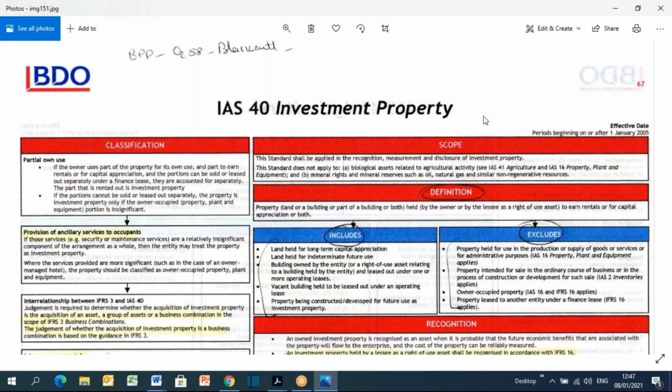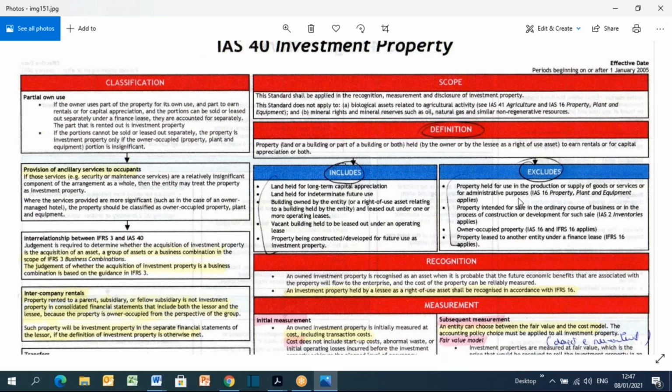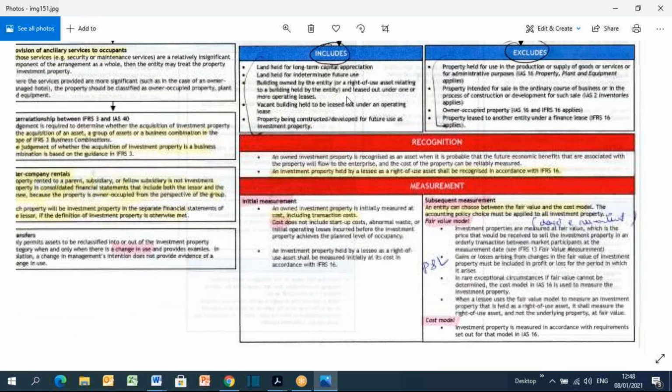What you should know from the standard: you should always know the definition, because if you don't know the definition, you're in trouble, because it is very important. So what is an investment property? It is a property that can be land or a building or part of a building or both, that is held by the company to earn rentals or to grow in value. You should know this definition, what it includes and what it does not include. You should memorize these, because they are always asked in the exam question. When IAS 40 is asked, you should know the recognition and you should know the measurement.